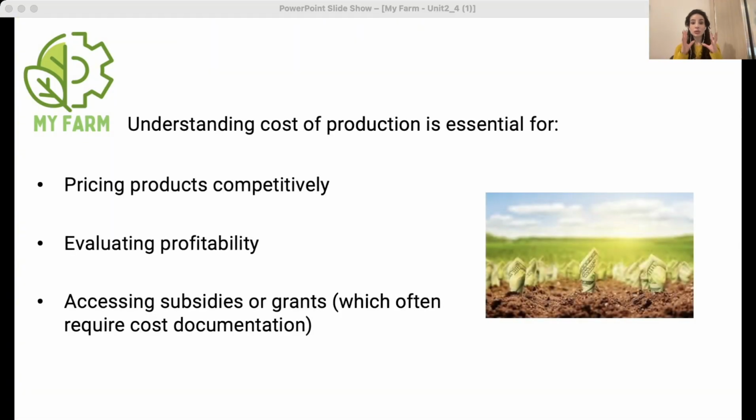Understanding production costs is essential for several reasons. It allows farmers to price products competitively, evaluate profitability, and determine whether an enterprise is sustainable in the long term. Cost awareness also supports access to subsidies or financial support, which often require detailed documentation.